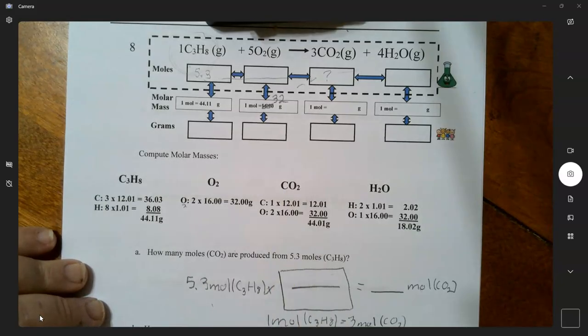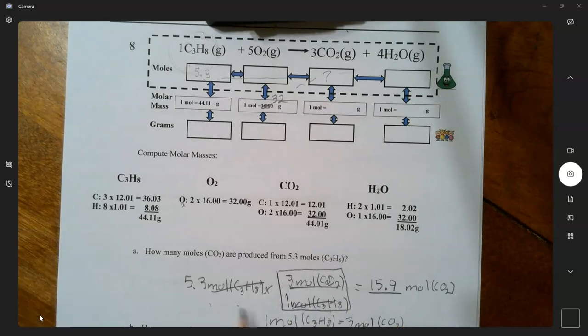Alright, so which one goes on the bottom? Well, it has to be moles of C3H8. Okay, so we canceled moles C3H8. Last man standing is moles of CO2, and it's 5.3 times 3 is 15.9.